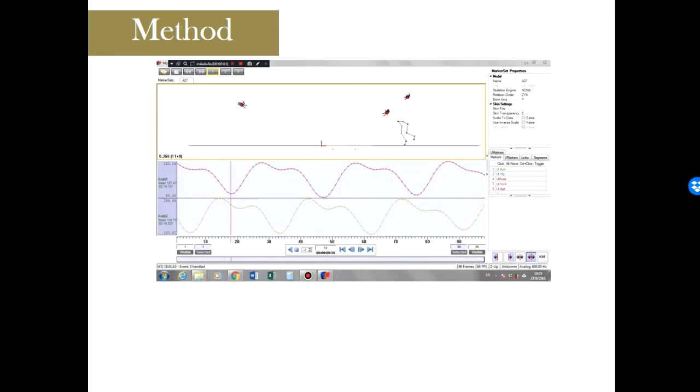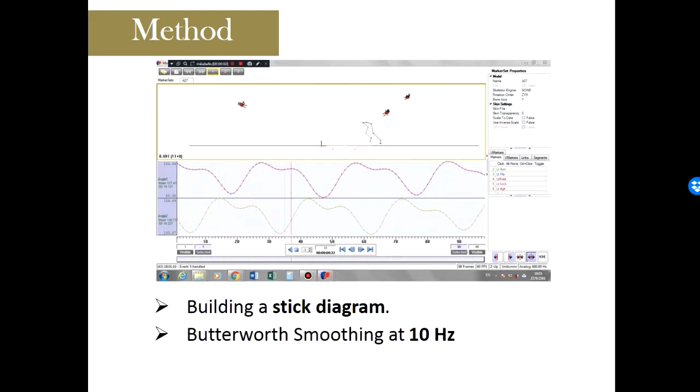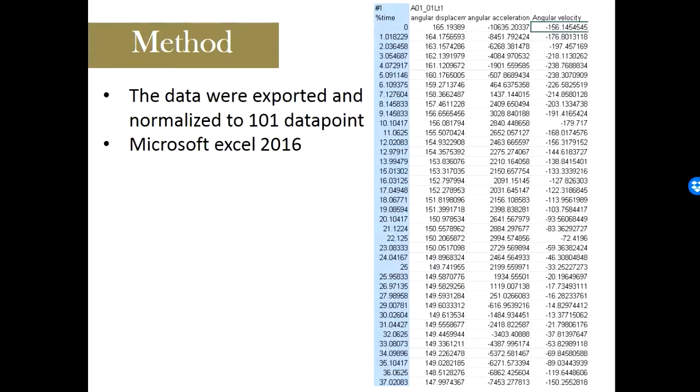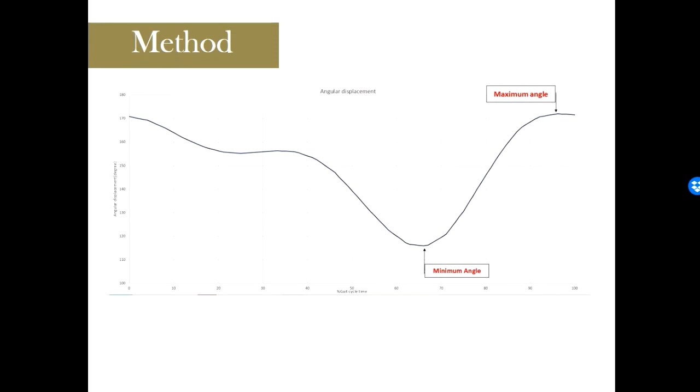For data analysis, first, we linked the dots that represent the reflective targets to a stick diagram. Then we filtered the data with 10 Hz Butterworth smoothing. The stifle angle is shown in the bottom half of the screen. After that, the data were explored and normalized to 101 data points in Microsoft Excel 2016. The normalized data were plotted as shown.